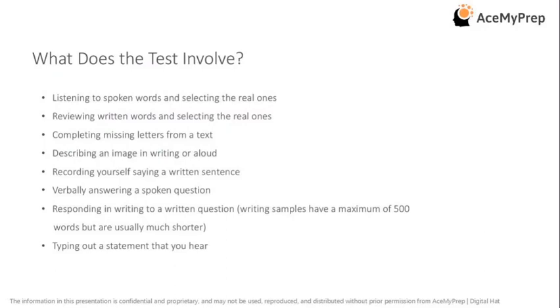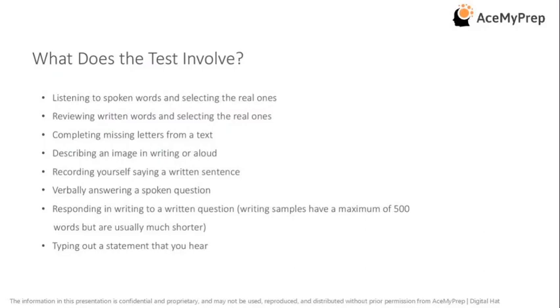In this particular slide, we have listed all the types of questions that could come on your screen in the Duolingo test. Let's review each one of them one by one. First of all, listening to spoken words and selecting the real ones. In this section, you will hear some words. They might be correct or incorrect. You have to listen to each and every word and mark the ones which are correct.